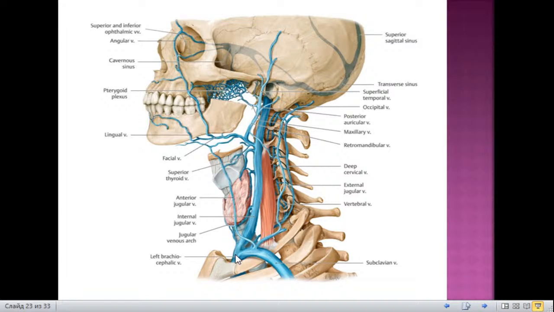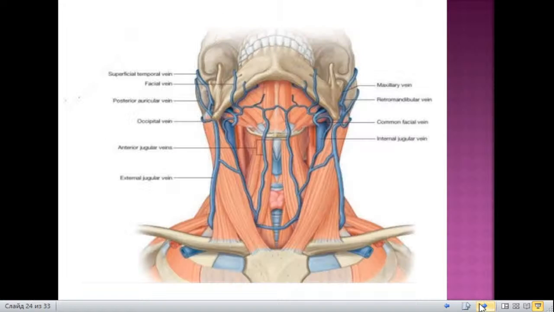After that, the second venous collector of the neck is the vertebral vein. It is a tributary of the subclavian vein, but the vertebral vein collects blood only from the deep muscles, spine, and cervical segments of the spinal cord. And two more veins of the neck.